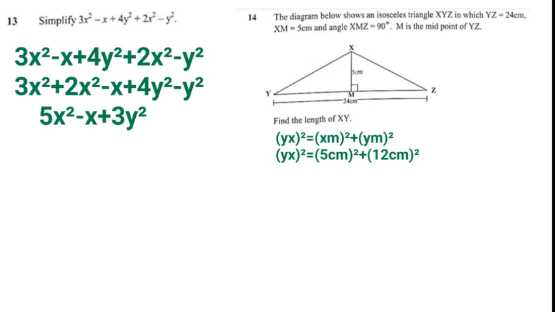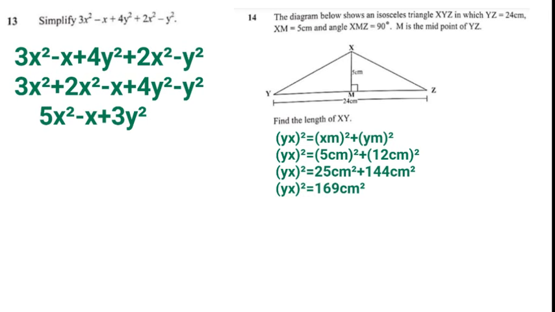Then we're going to say YX squared is equal to 5 times 5, which is 25 centimeters squared, plus 12 times 12, which gives us 144 centimeters squared. Then YX squared is equal to, when we add that, 169 centimeters squared.